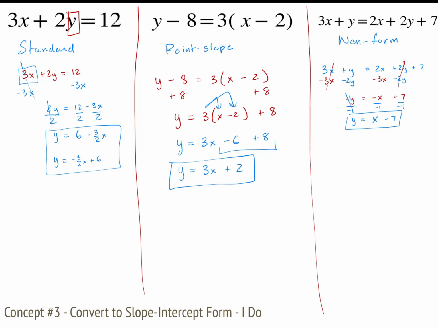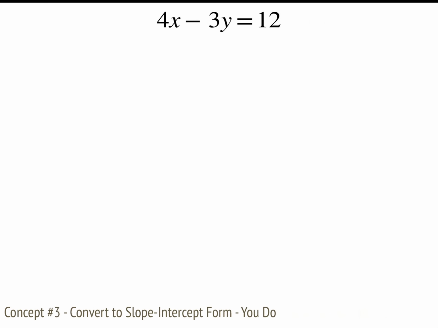All right, let's give you guys one to go over. You have 4x minus 3y equals 12. I want you to convert this to slope-intercept form.